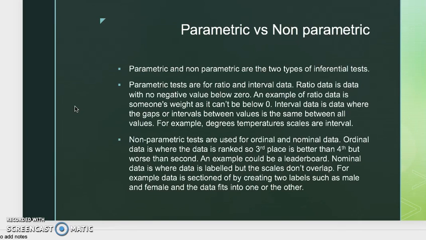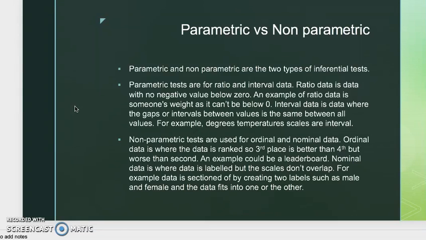Ratio data is data with no negative value below 0. An example of ratio data is someone's weight, as it can't be below 0. Interval is where data has gaps or intervals between values which are the same between each value. For example, the temperature scale is interval because each gap from 1 to 2, 2 to 3, and 3 to 4 degrees is the same gap.